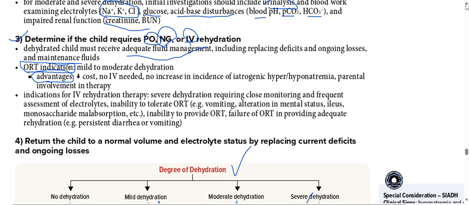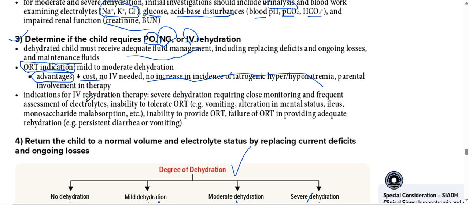Now let's see again what the advantage of giving oral rehydration therapy is. We saw that in mild or moderate dehydration we don't give IV fluids, we only give oral rehydration therapy. It is low cost, with no increase in incidence of iatrogenic hypernatremia or hyponatremia, and it involves the parents. So we give oral rehydration therapy with the help of parents, and we don't increase the risk of hyponatremia, low sodium, or high sodium.